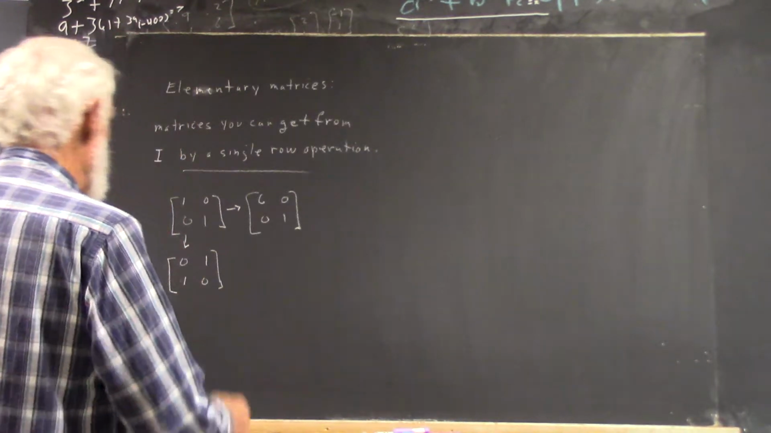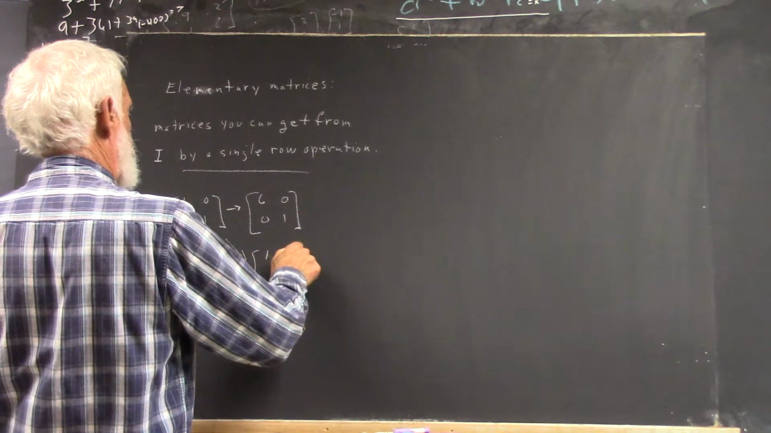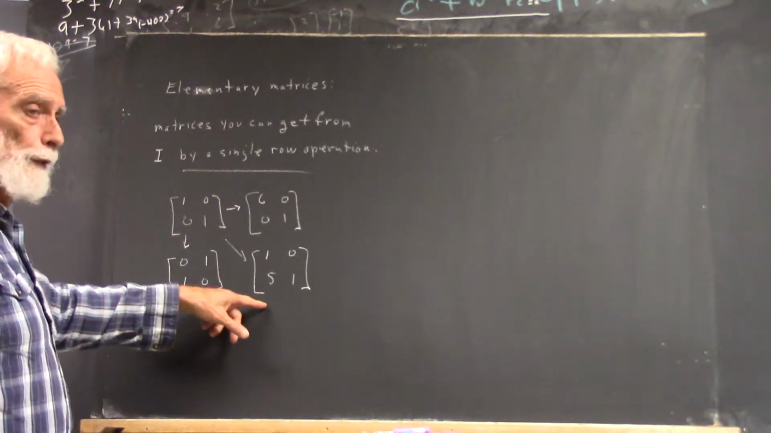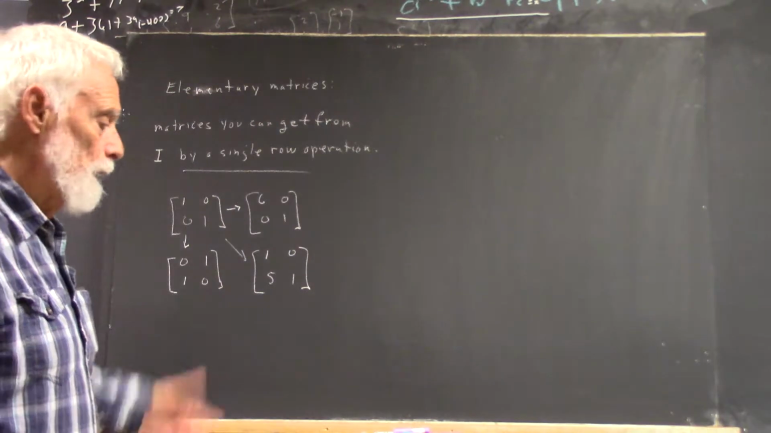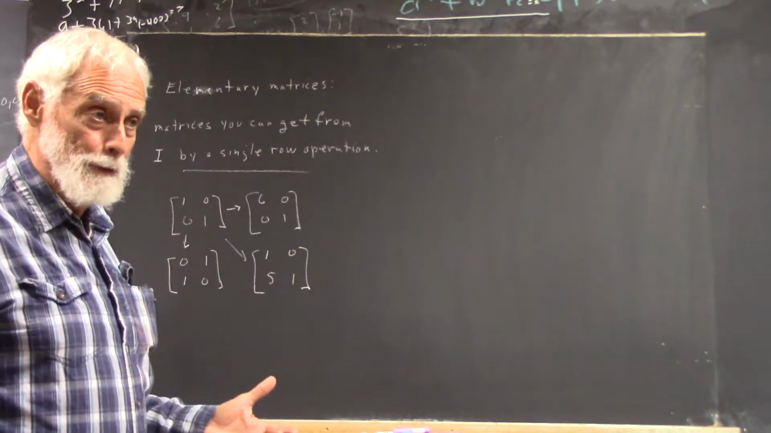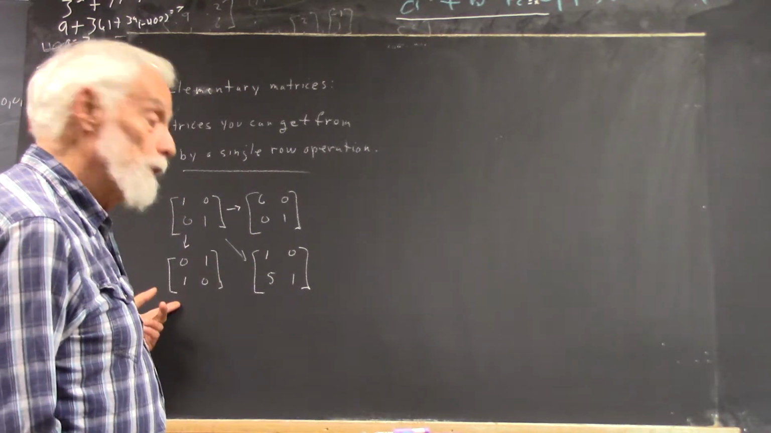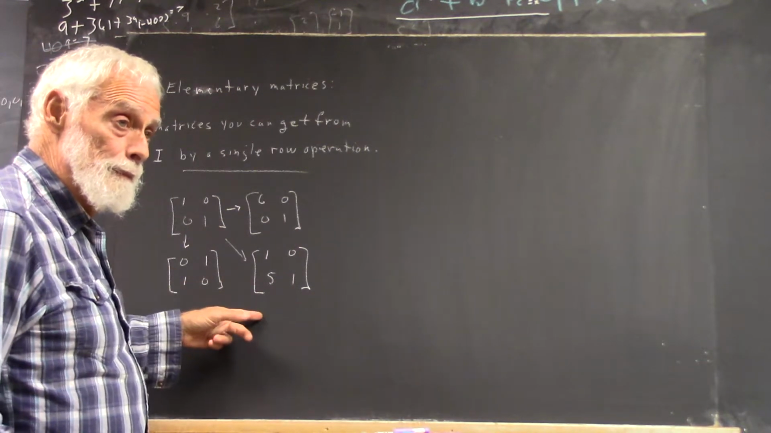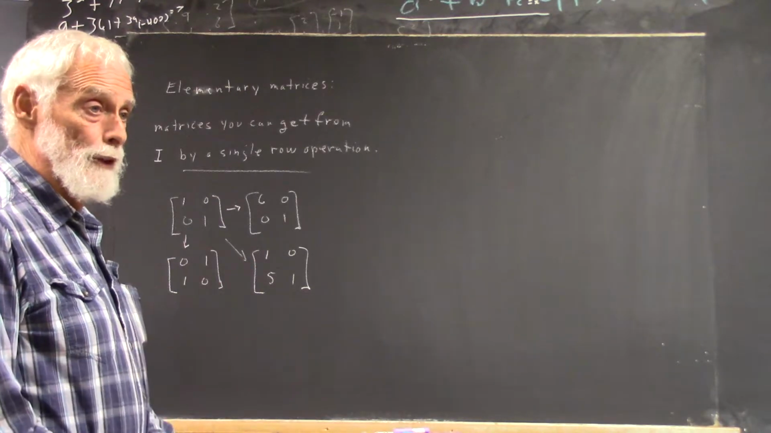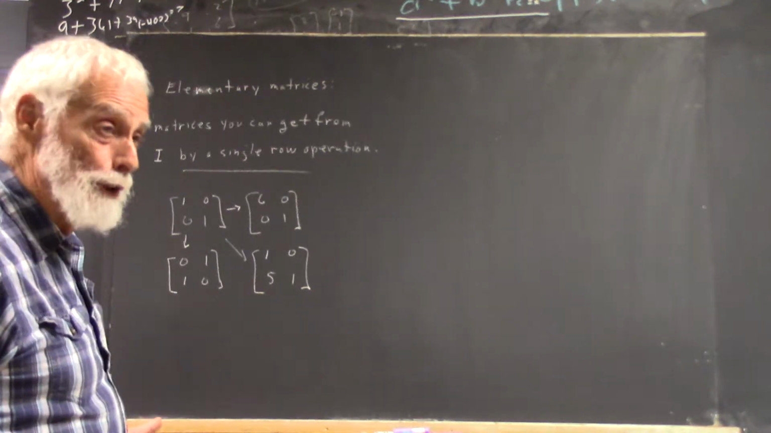Okay? Or it could go to this by adding 5 times the first row to the second. Those are all the operations you can do. I mean, you can add a multiple of the second row to the first as well, you know. But multiply a row by a number, interchange 2 rows, add a multiple of a row to another. That's it. Those are the only operations you've used. Those are the only operations you need.